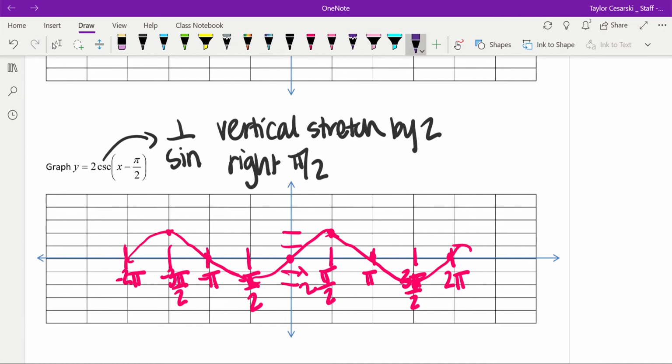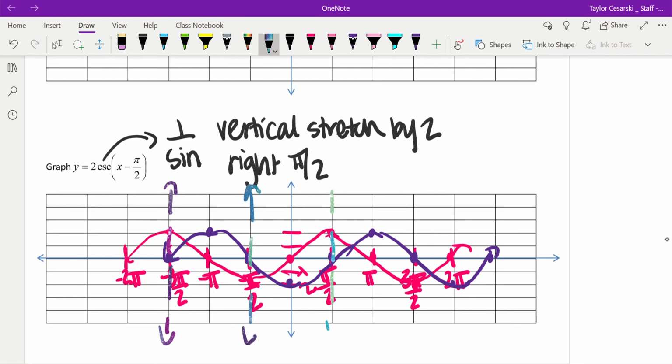So right pi over 2 is 1 tick mark on my graph. Okay, and then I can graph that. All right, so now remember, cosecant does not exist when sine is negative. So whenever this purple graph crosses the x-axis, this graph does not exist. So I'm going to go ahead and draw my asymptotes in wherever the purple graph crosses the x-axis.